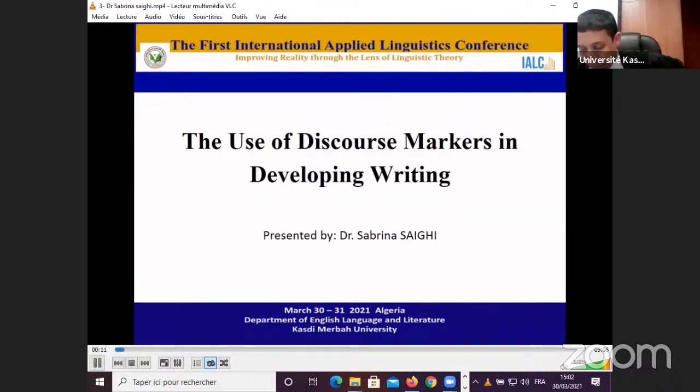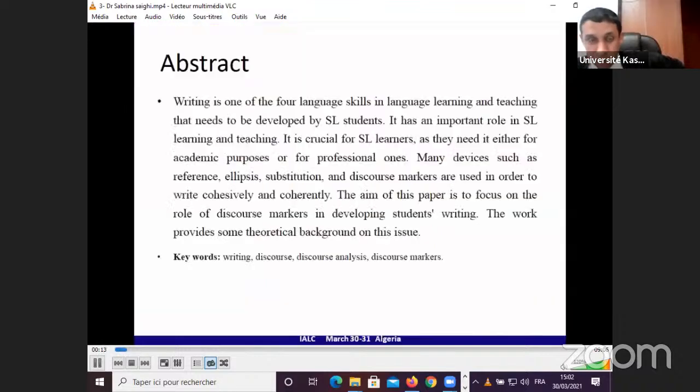The title of this presentation is The Use of Discourse Markers in Developing Writing, presented by Dr. Sabrina Saighi. So we will start with the abstract. Writing is one of the four language skills, which is important either for learning or teaching. It is important for ESL students as they need it either in their academic life or professional life.